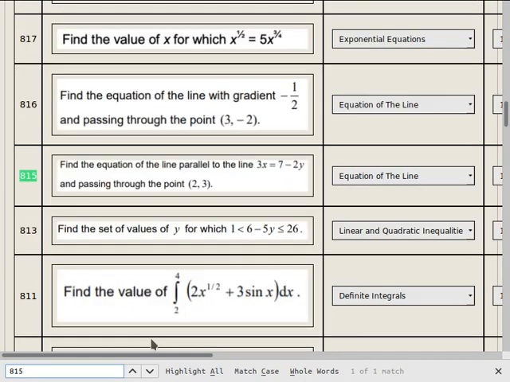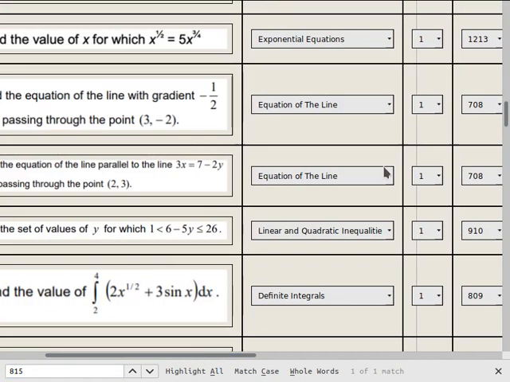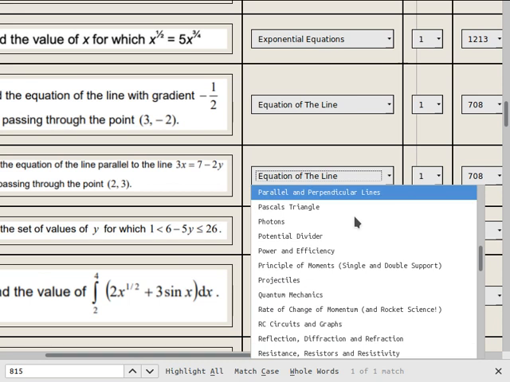815, that should be parallel and perpendicular.